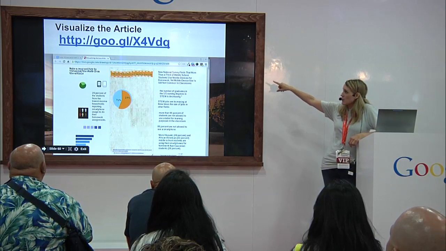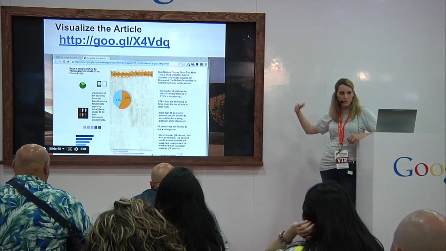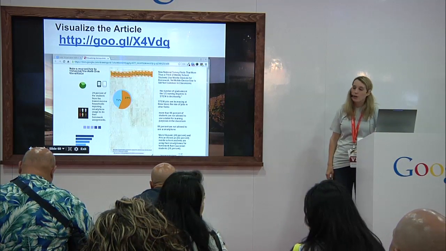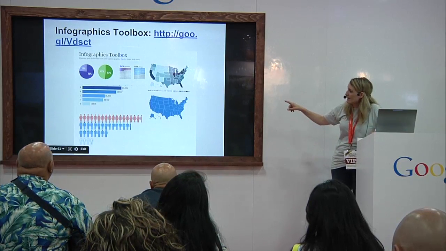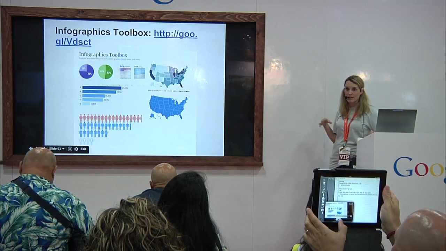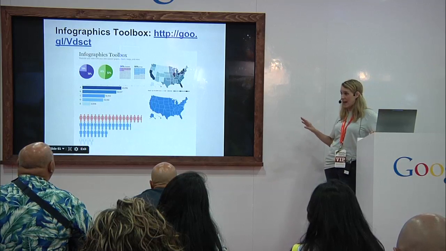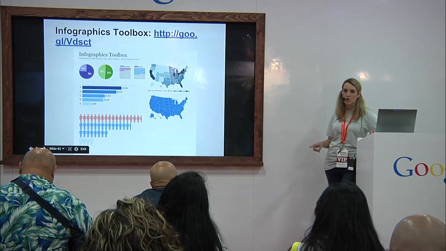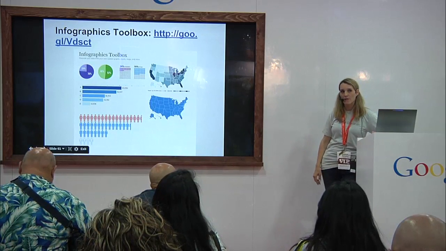So I do have that article, and I have the link to all of this. If you want to download this as a template, if I'll make a copy, you are welcome to that. This is in the template galleries. And for those of you who think the template gallery has gone away, it has not. You can actually add it to your Google Drive as an add-on app, but you can also go to drive.google.com/templates, and you can look up the infographics toolbox.